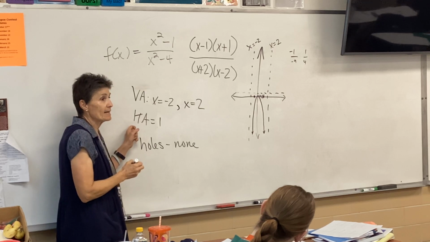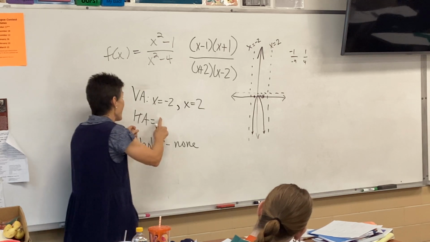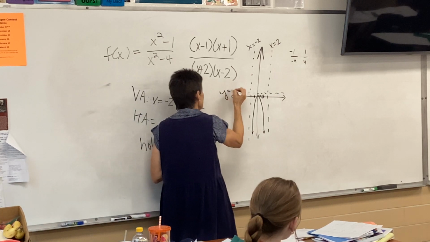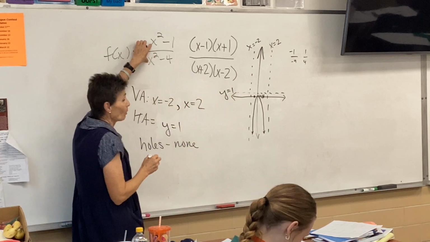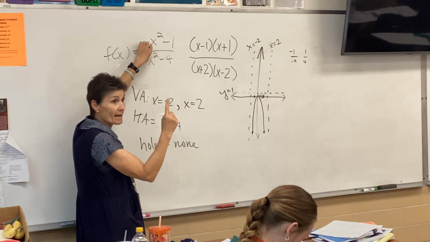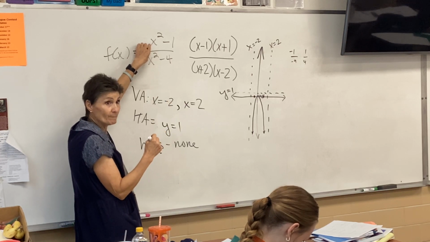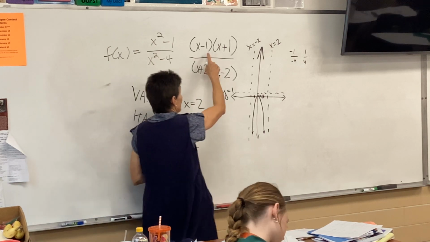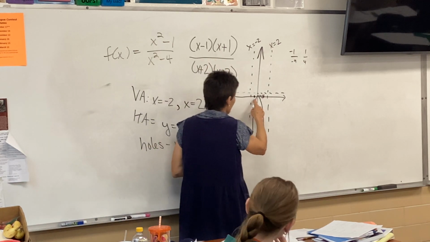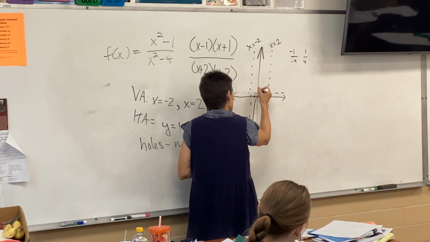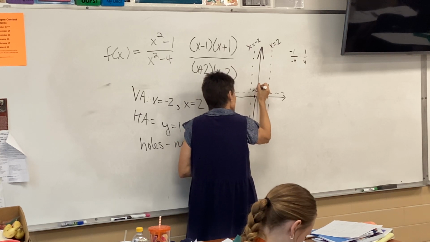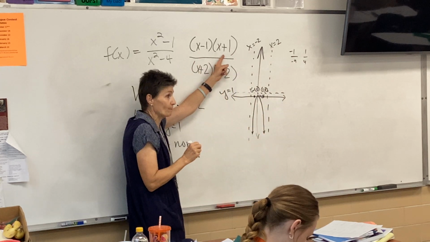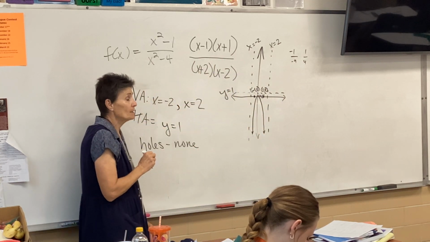He also said he had a horizontal asymptote at y equals 1 because when you looked at his original problem, it was 1x squared over 1x squared. Yes. So that's his horizontal asymptote. Then he looked at his numerator and said, I have a 0 at (-1, 0) and at (1, 0). Would you agree with that from the numerator, that he has zeros there?